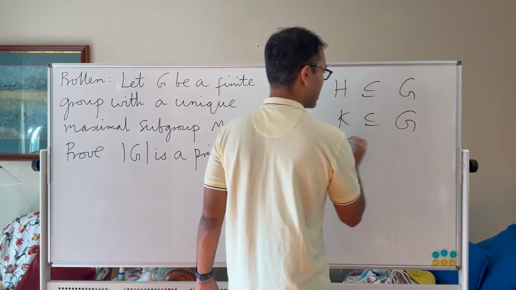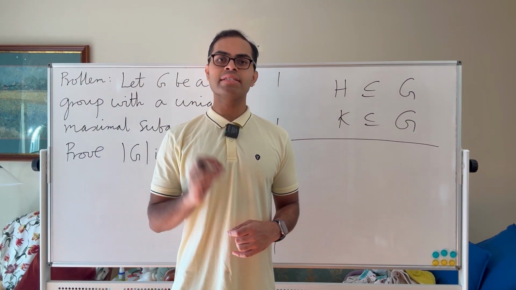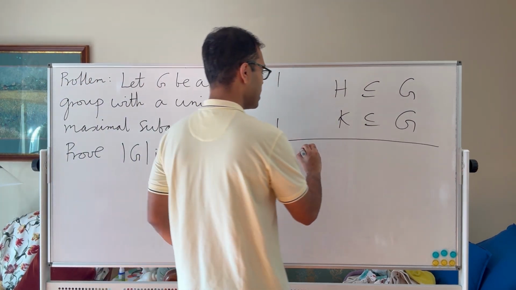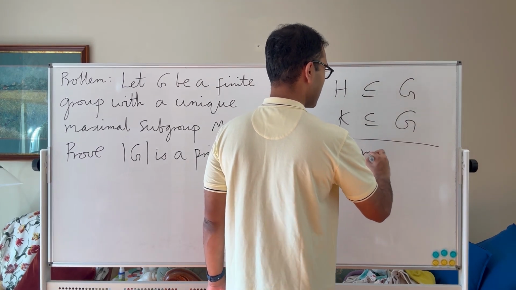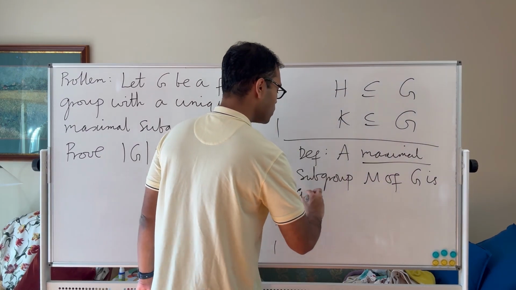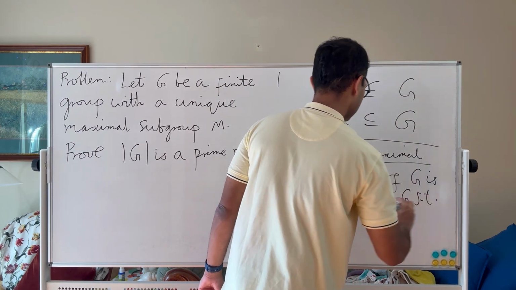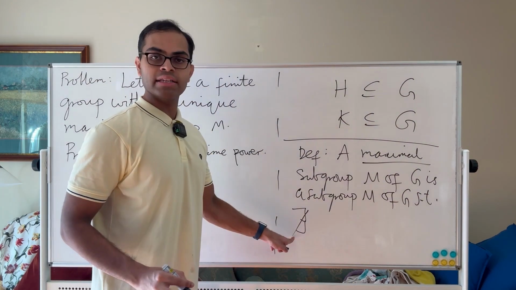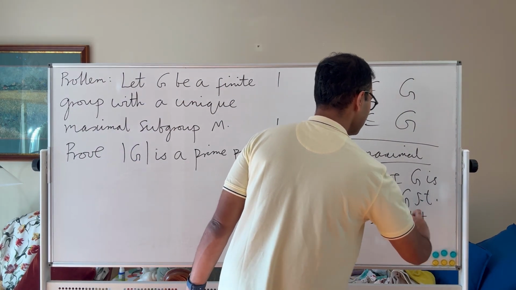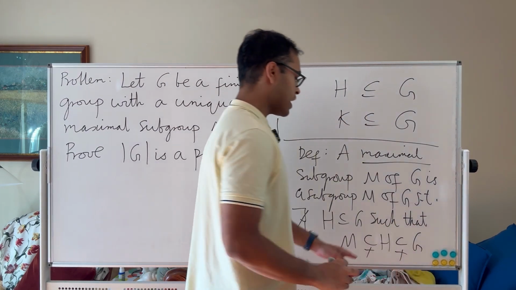Now, because this is a finite set of subgroups of G, there's going to be a maximal element. A maximal element is something which is not contained in something bigger, except possibly the whole group. So the definition is that a maximal subgroup M of G is a subgroup M of G such that there does not exist H contained in G such that H is in between M and G. So M is contained in H is contained in G, and these are strict inclusions.